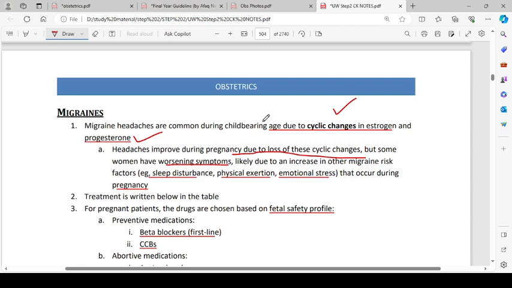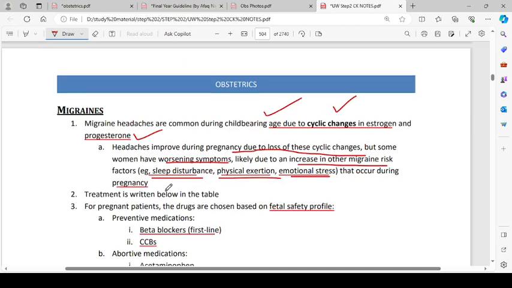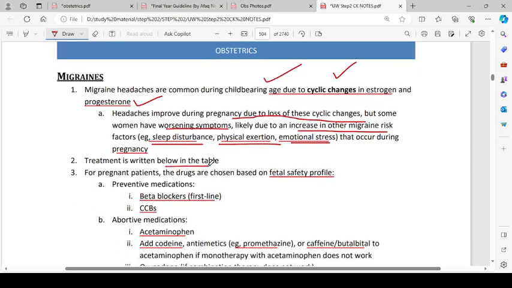Migraine headache are common during childbearing age due to cyclical changes of estrogen and progesterone. During pregnancy, this cyclical change stops and there is a steady level of estrogen and progesterone in the body, so that improves symptoms in some women, but for others it causes the worsening of symptoms, likely due to an increase in other migraine risk factors, for example, sleep disturbance, physical exertion, emotional distress that occurs during pregnancy. Treatment is written below in the table.